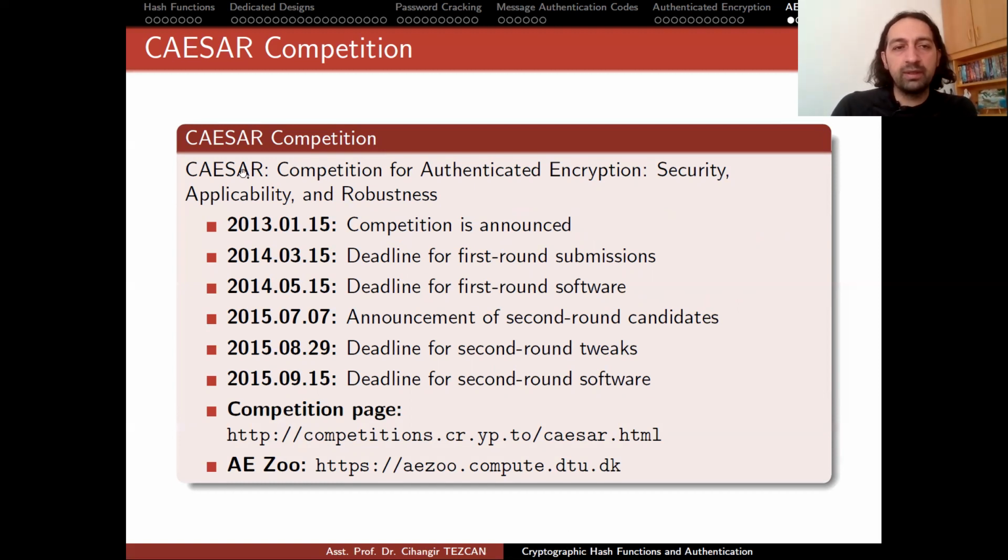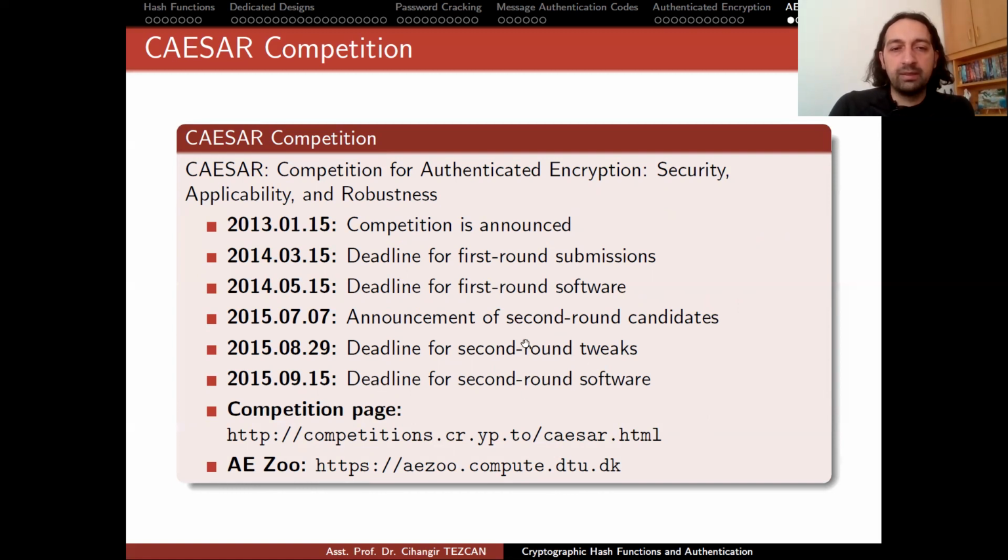There was the CAESAR competition, and CAESAR is an abbreviation for Competition for Authenticated Encryption: Security, Applicability, and Robustness. It was announced in 2013, and the deadline for the first round submissions was 2014. A lot of algorithms were submitted to this competition, and the competition page is available here. You can see all of the details, the first round submissions, the second round candidates, and so on and so forth. And there is also an authenticated encryption zoo web page, which summarizes all of these algorithms and all of the attacks that are performed on these algorithms.